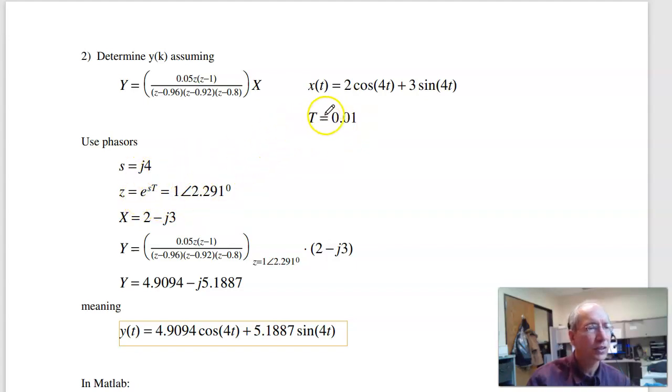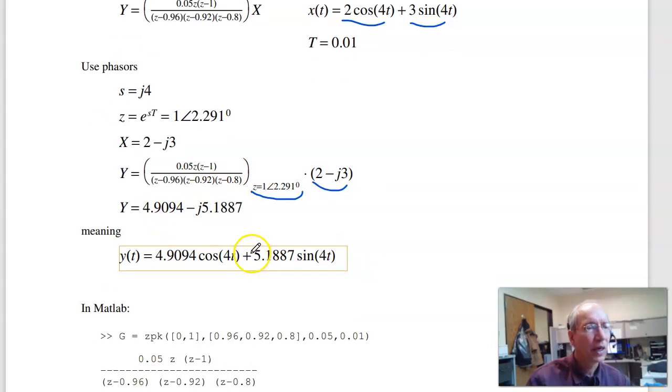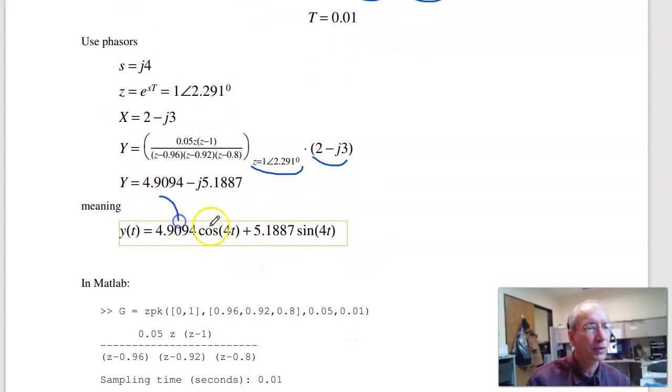X is 2 minus j3. The real part's cosine, minus j is sine. So the output is gain times input. Here's the gain. That's the gain everywhere. All I care about is what's the gain at that frequency, times the input at that frequency. Multiply it all out, I get a complex number. And what that means is the real part is cosine, minus j is sine.